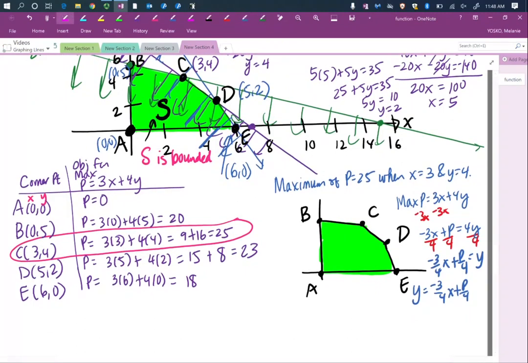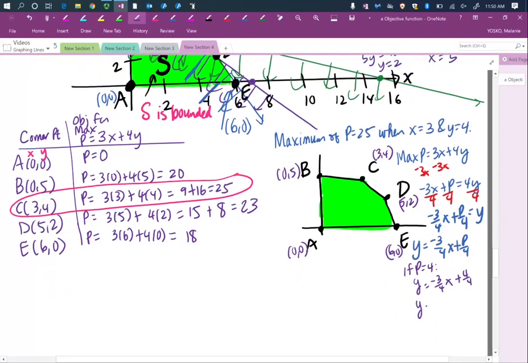So what we're saying is we have this series of lines that all have the slope negative 3/4, and the intercept is different. We're just trying to figure out what our line would look like for different values. We're trying to make P as large as possible, but what we're really looking at is a series of lines. For example, if P is 4, we'd have y equals negative 3/4 x plus 4 over 4. We'd have y equals negative 3/4 x plus 1.